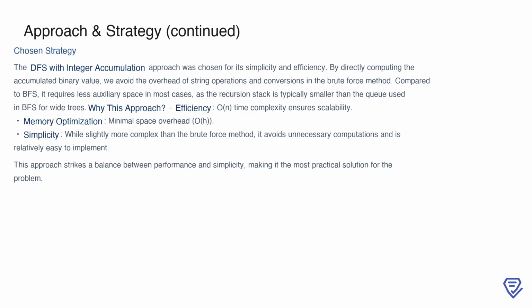Compared to BFS, this approach uses less auxiliary space in most cases since the recursion stack is typically smaller than the queue required for BFS in wide trees. The DFS strategy also ensures a time complexity of O(n), which is optimal, and a space complexity of O(h), which is minimal for a depth-first traversal. While it may require a slightly deeper understanding of binary arithmetic, the benefits of efficiency, memory optimization, and straightforward implementation make it the most practical and robust solution for this problem.